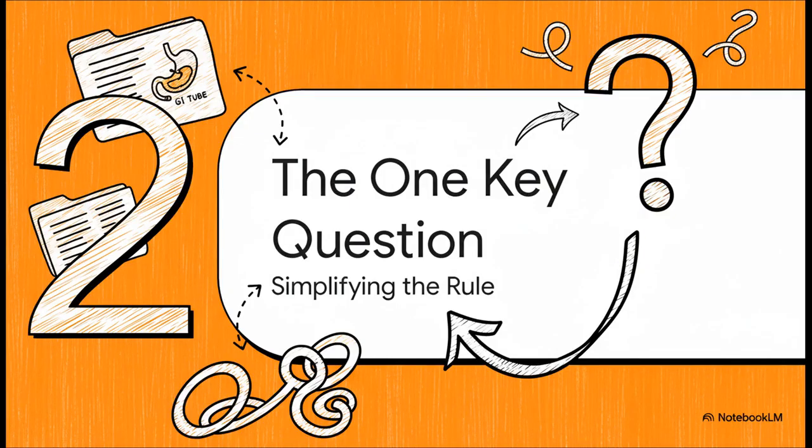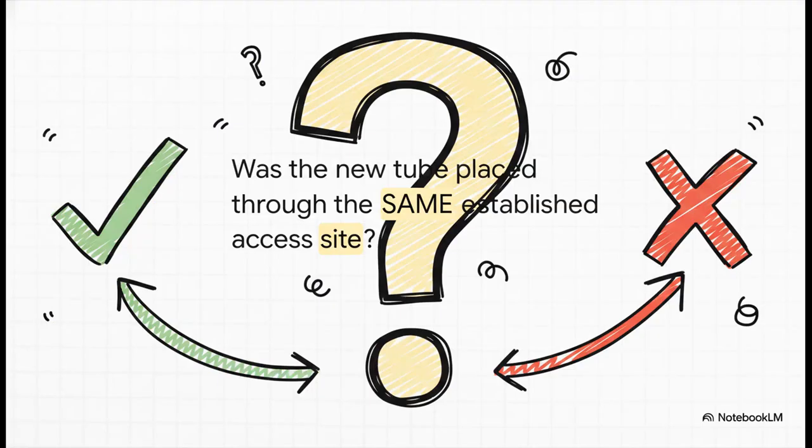Okay, so we've looked at the official guideline, all that technical language, but you know what? It really all boils down to one simple, powerful question. This is the question you have to ask yourself every single time you see this procedure. This is it. This is your magic question, your single point of truth. Before you even think about looking up a code, you have to answer this. Was the new tube placed through the same established access site?